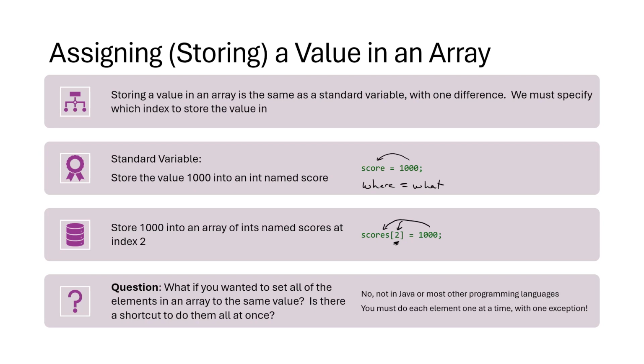So that means I would have to do something like scores at 0 equals 0. Scores at 1 equals 0. Scores at 2 equals 0. Scores at 3 equals 0. All the way up to scores at 9 equals 0. So it would take me 10 lines of code to do that. That's not great. Not even ideal. So I wonder if there is a better way.